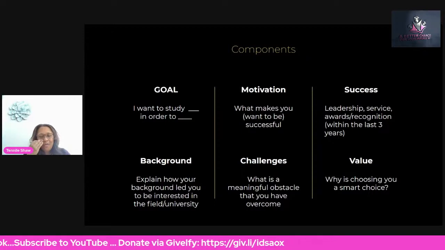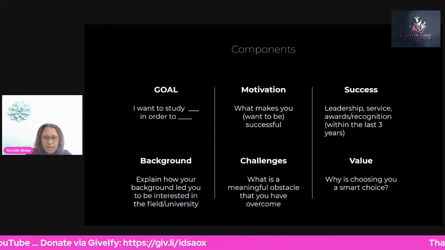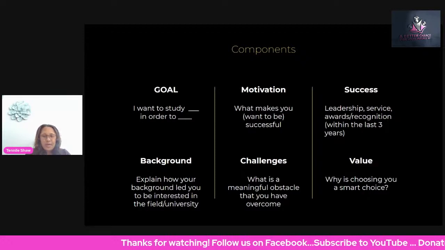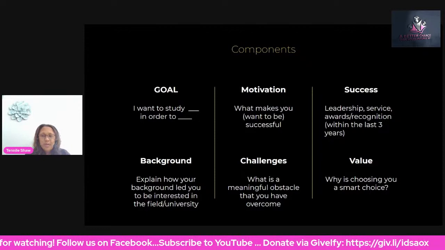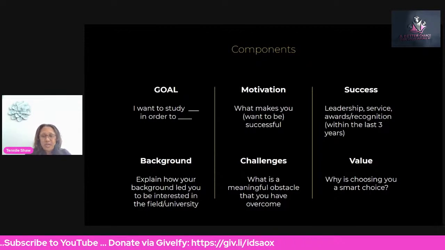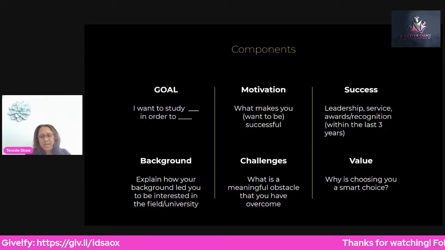Typically, you don't want to go further out than 3 years. Your kindergarten leadership is probably wonderful, may have started you on a path to success. But when you're talking about your personal essay, you want to talk about things that have happened within the last 2 or 3 years. Definitely want to add the value. Why is choosing you a smart choice for the university? What are you bringing to this campus?